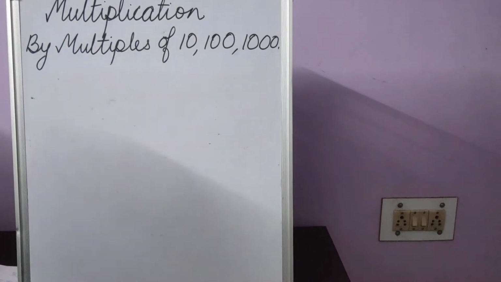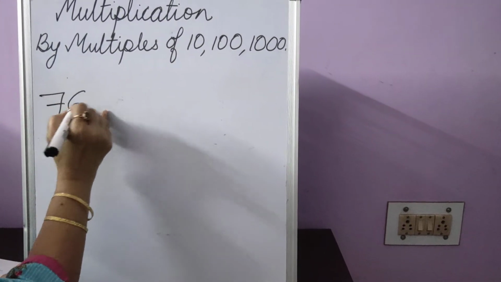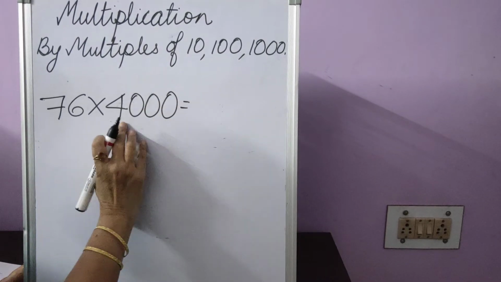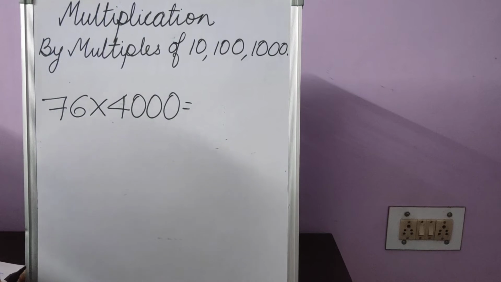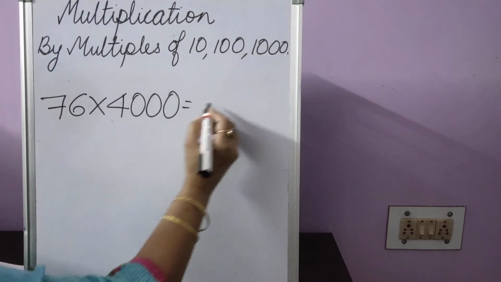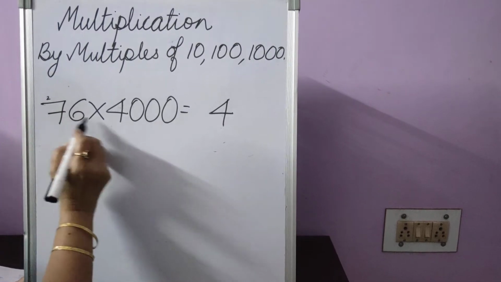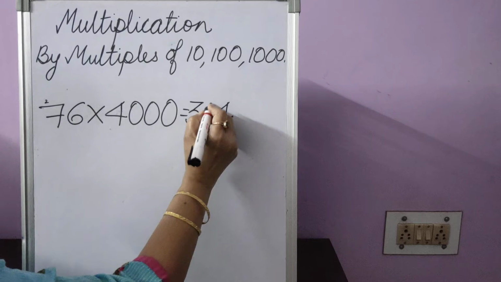Now let's move on to multiples of 1000. For example, 76 multiplied by 4000. Leave out the 3 zeros for the moment. We will take it afterwards. Then 4 6s are 24. 4 carry over 2. 4 7s are 28 plus 2, 30.